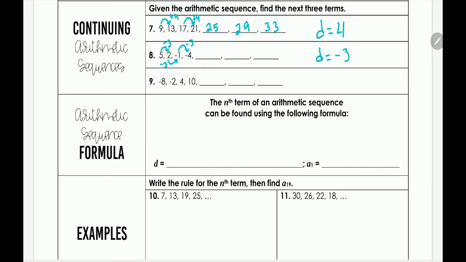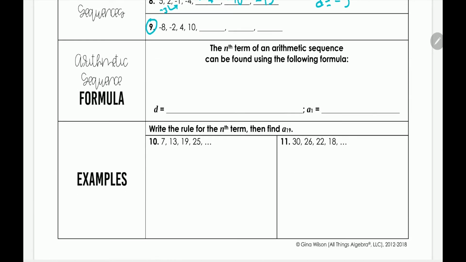So the next term after -4, in order to find that, we would just take -4 minus 3, and that would give us -7. And -7 minus 3, -10. -10 minus 3, -13. So that's our second sequence. Notice that we found the common difference, and we used the last term to determine the next 3 terms. I want you to try number 9 by yourself, and let's talk about the next part.